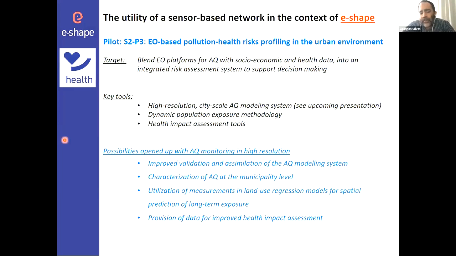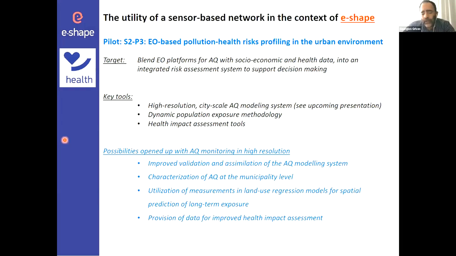Now, with that in mind, we can see some possibilities that appear with the air quality monitoring in high resolution by sensor-based systems. For once, there is the chance for improved validation and assimilation of the atmospheric model, since the model has a very high granularity, 1 square kilometer or even less. It would benefit from the availability of rather spatially representative data.